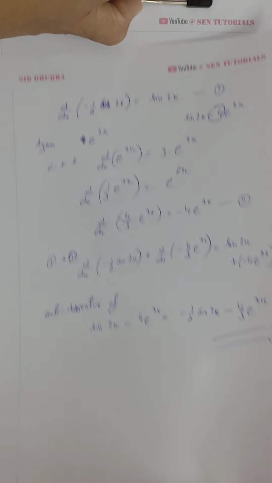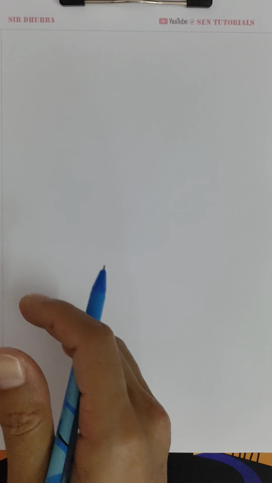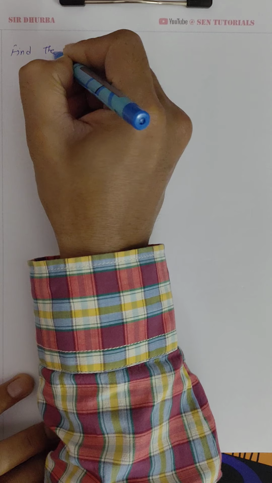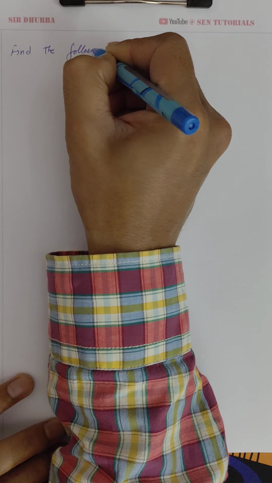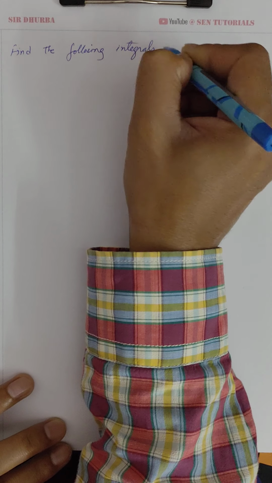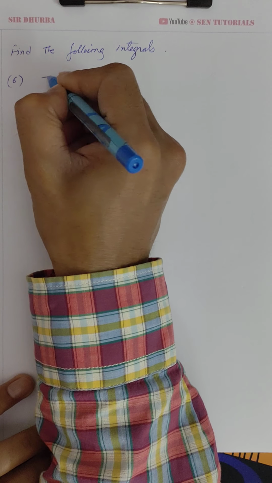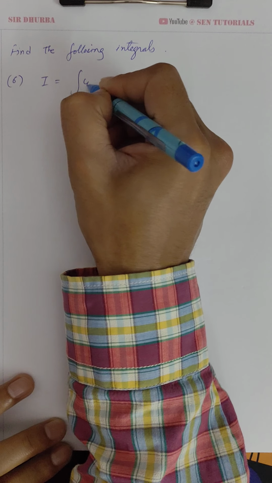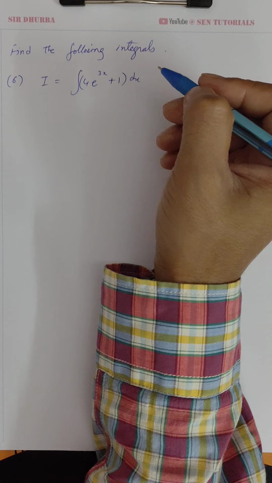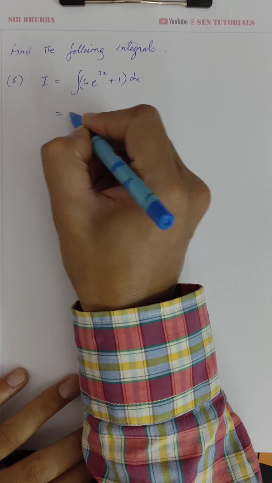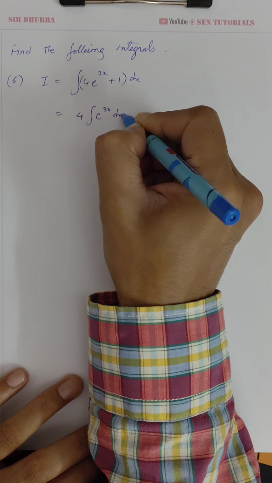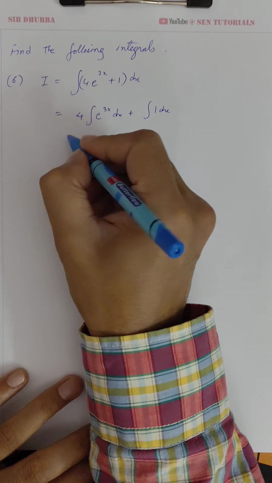Now let's go back to our normal integration, that is question number 6 onwards, which says find the following integrals. So number 6, let I equal the integral of 4 e power 3x plus 1 with respect to x. So let's do it slowly, and then we'll pick up integration of 1 with respect to x.